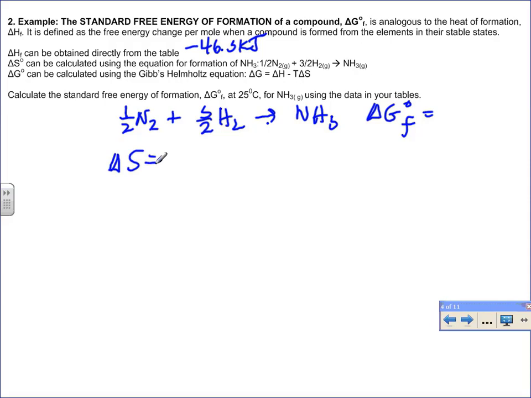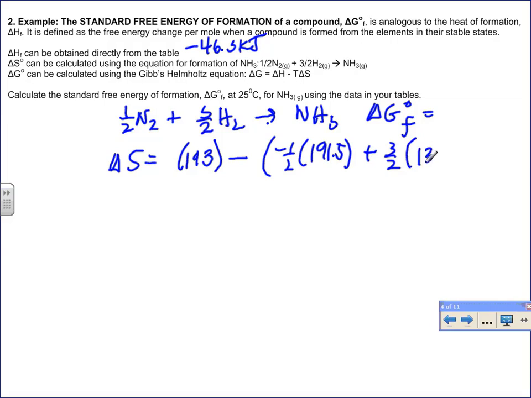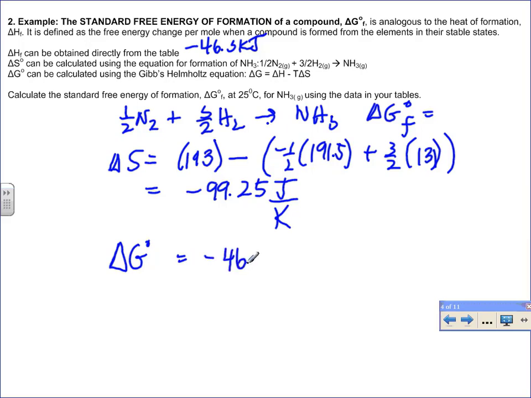So this is the main difference and the reason why we're doing this example, so you can appreciate the difference between entropies of formation and heats of formation. So the change in entropy for this system is negative 99.25. So now we've got our delta H and our delta S, so we can calculate our delta G.